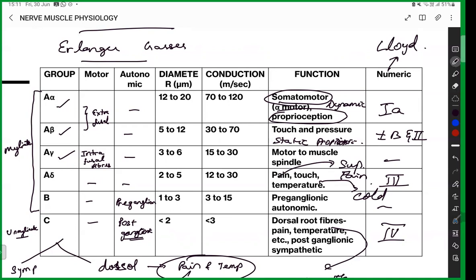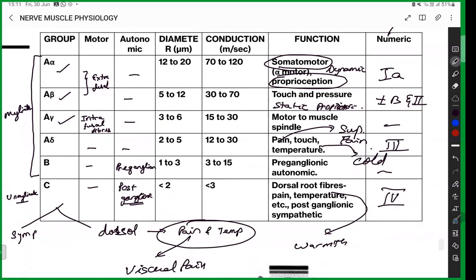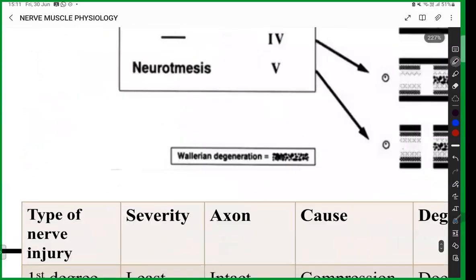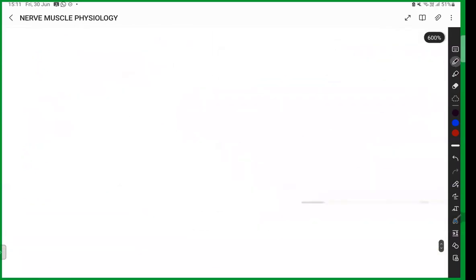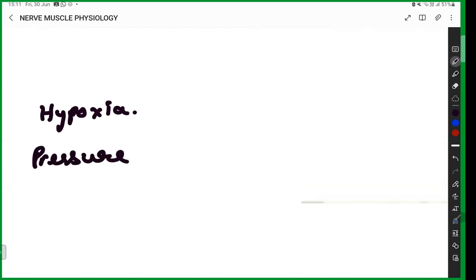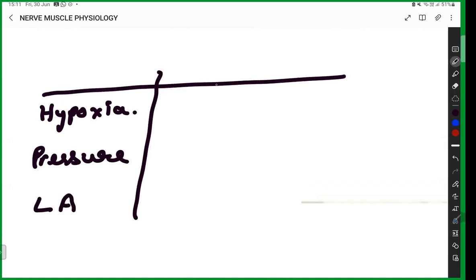Now what I want you to remember is which fibers are susceptible. So now I will take 3 conditions. Before that I want to consider the susceptibility. So considering the susceptibility, you have hypoxia, then pressure. Injury can occur by these things only. And local anesthetic. This is what you have. I am going to divide them by which is more susceptible, intermediate susceptible, and least susceptible.